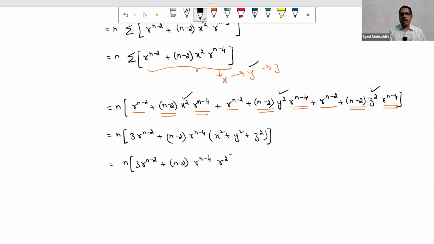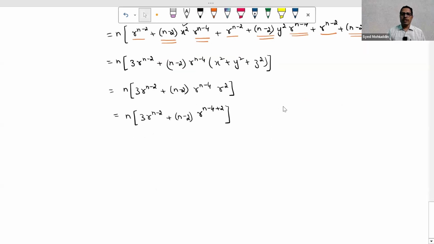This becomes r square. Or further, if you try to simplify, n into 3 r power of n minus 2 plus (n minus 2). Once again, bases are the same, so powers can be added. r power of n minus 4 and this power is plus 2. Let us try to simplify. This will be n into 3 r power of n minus 2 plus (n minus 2) into r power of n, here you have minus 4 plus 2. Minus 4 plus 2 will be minus 2.